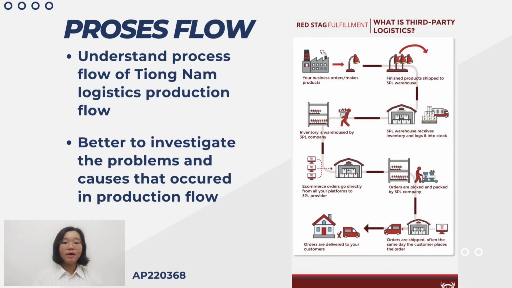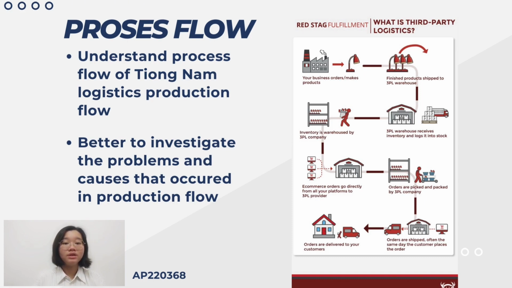I'm Chelsea. Now I would like to talk about the process flow of Tiongnan Logistics production. First, the process flow of the production line. We can see that they take the order from the customer, for example the product retail. Secondly, Tiongnan transports the customer consigned items, such as large furniture or retail, to their 3PL warehouse. Third, the 3PL warehouse receives the inventory and records it in the system. Fourth, the customer inventory is also warehoused by the 3PL.